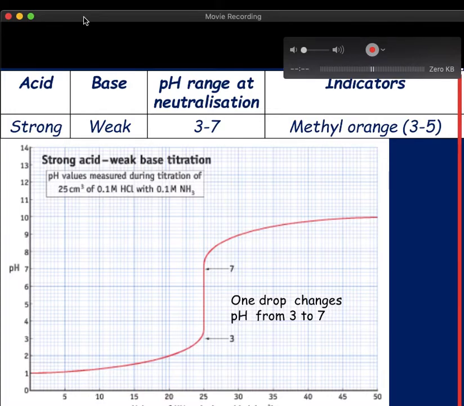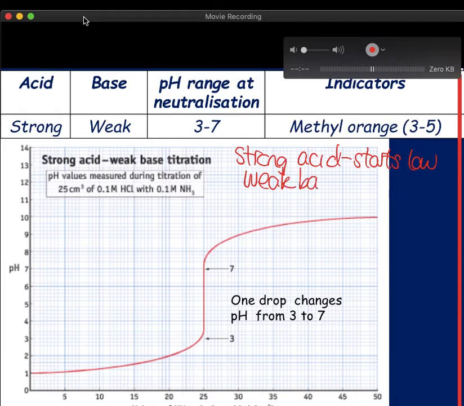Okay, so if it's a strong acid, it starts low, and if it's a weak base, it ends low. So what does that mean? So here's ending low, it's ending at 10. So we're starting at 1, we get our point of inflection at 3, we have neutralization at 7, and it ends at 10. So it's 1, 3, 7, 10.